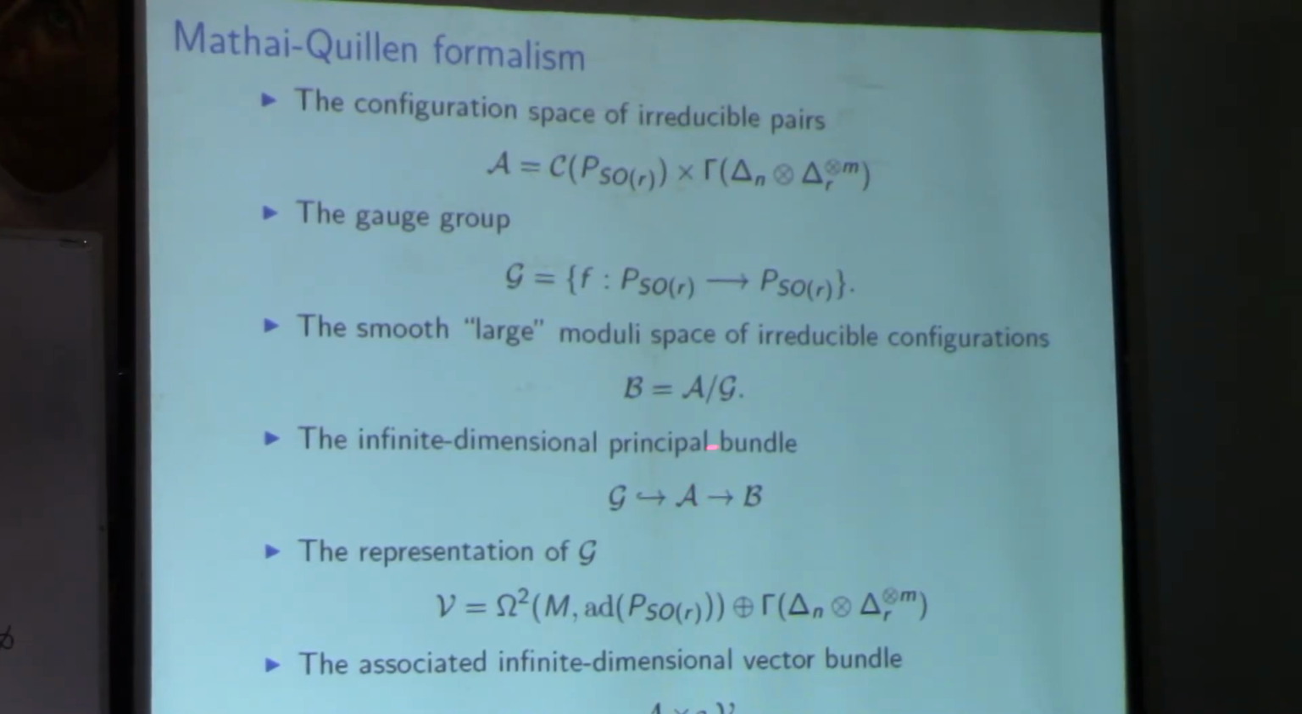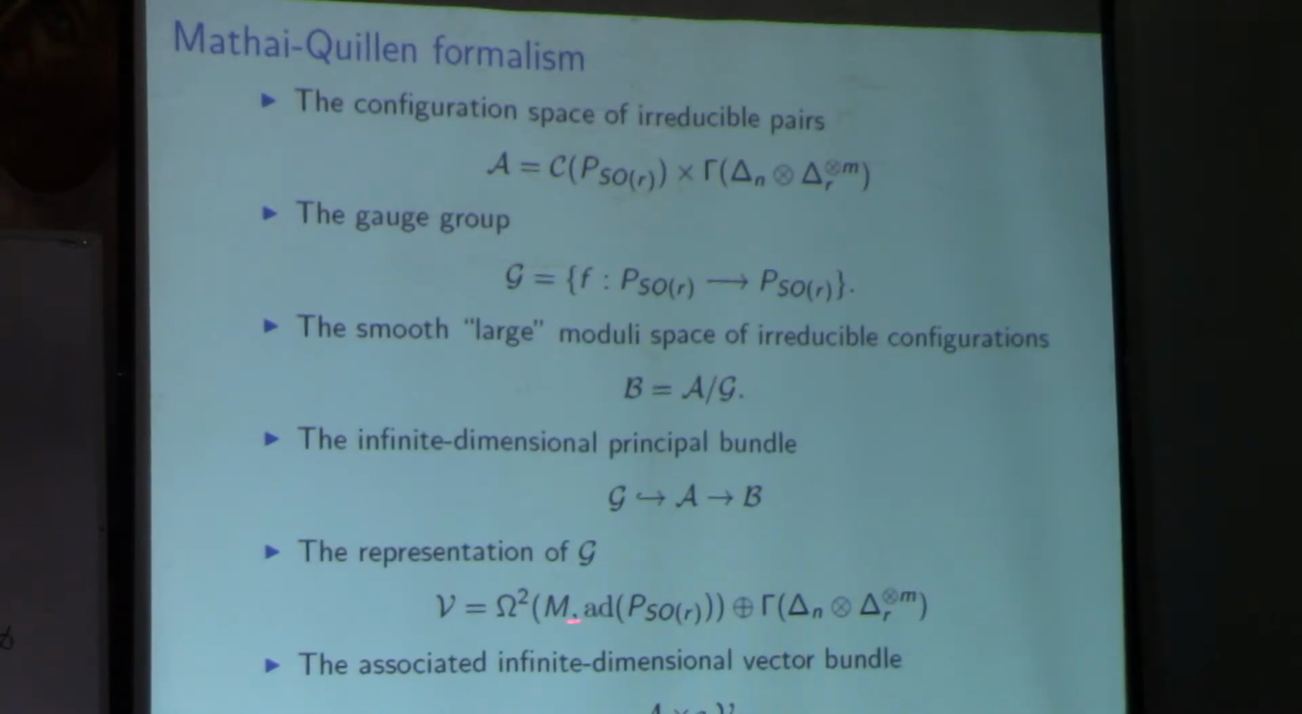Here is the base, this is the principal bundle, and this is the fiber, the gauge group. The gauge group is represented in this space. And why this space? Because this is where theta lives, the curvature form. And this is where the spinor that satisfies the Dirac equation lives. Okay? So the associated infinite dimensional vector bundle, the E of the previous slide, would be this one.